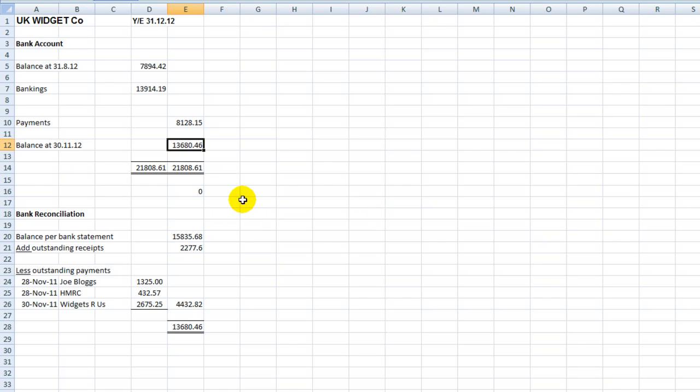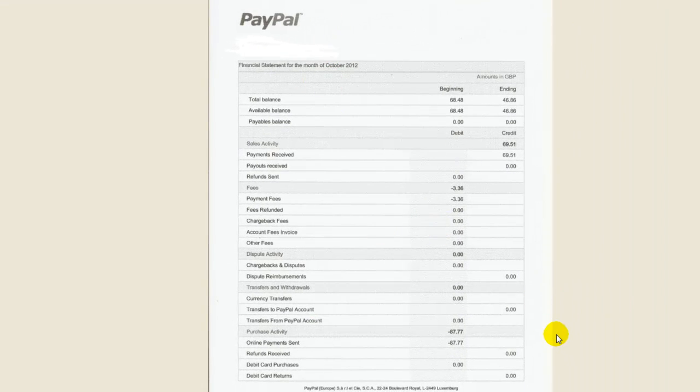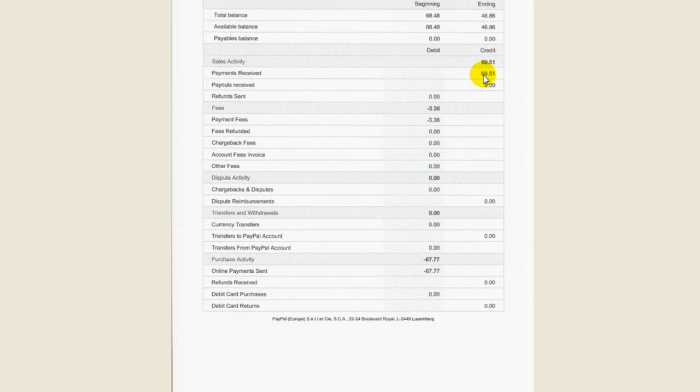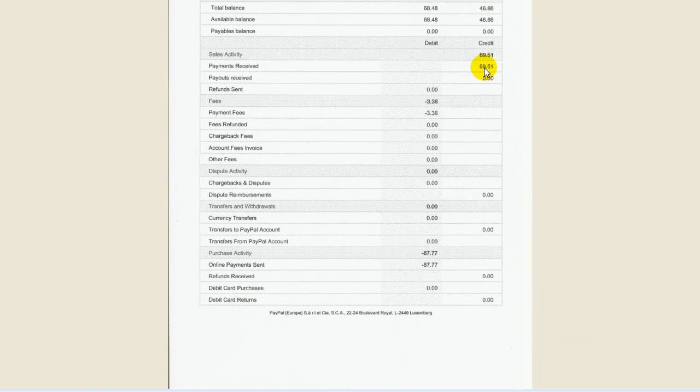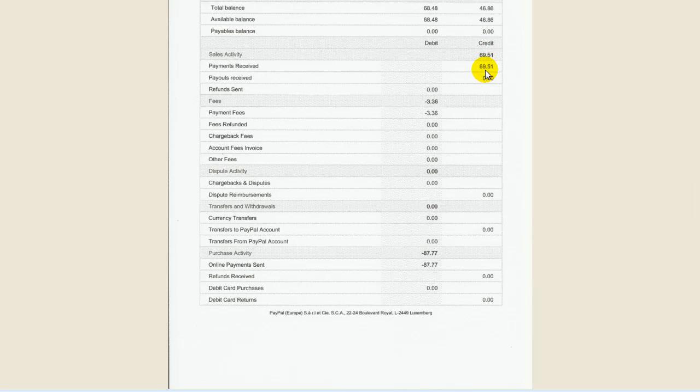Next, let's just consider a PayPal bank reconciliation. You need to have downloaded your monthly financial summary, which would look like this. From there you need to agree the bank receipts, so that's the ones there, payments received, and the bank payments. And you'll remember, if you look at the PayPal, how to download PayPal report summary, that those figures become clickable and you can download reports to agree them to your spreadsheet.